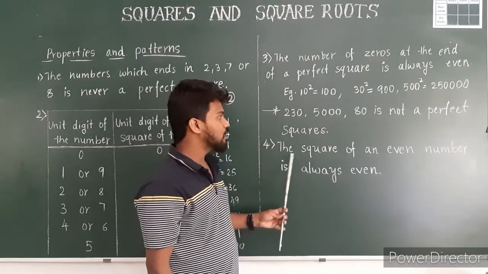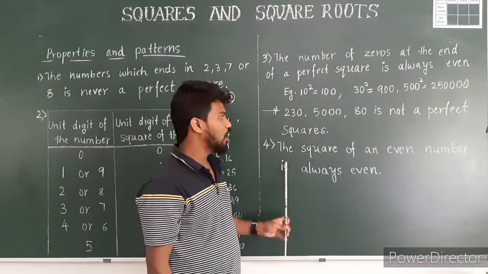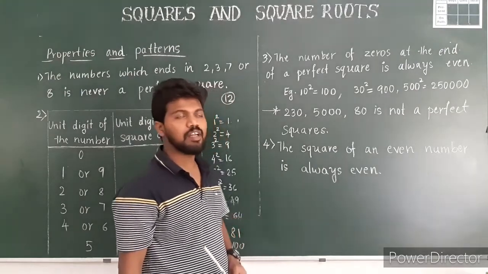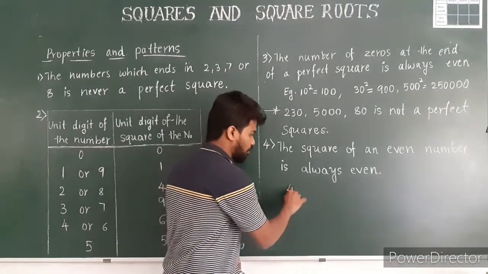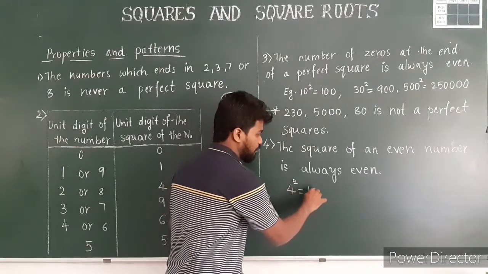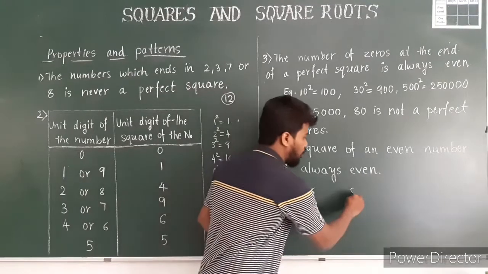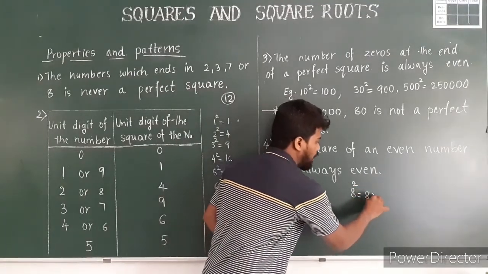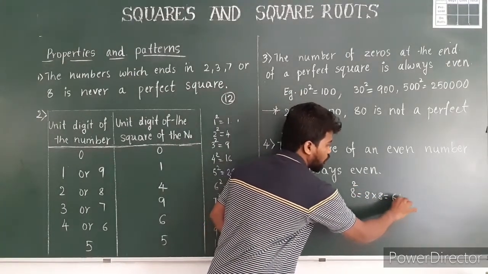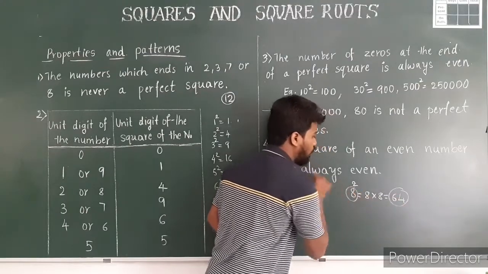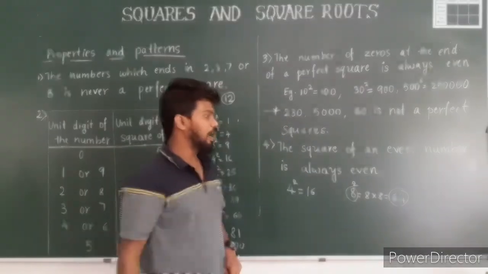So finally, the square of an even number is always even. You take 4 square, 4 into 4, 16. 8 square, that is 8 into 8, 64. So it is even. So the square of the even number is always even.